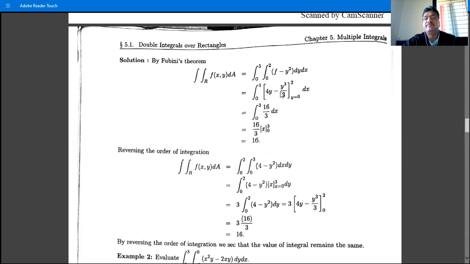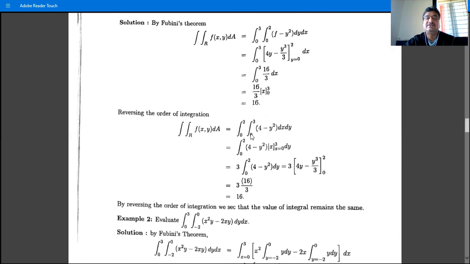So integration from 0 to 3, integration with respect to y of 4 is 4y, and the integration of y square is y cube by 3, from 0 to 2, then value at the upper limit minus value at the lower limit. So substitute y as 2 in this bracket, we have 16 by 3 as the answer, and y as 0, we have 0. Then 16 by 3 is constant, its integration is 16 by 3 into x, with lower limit 0 and upper limit 3, then 3 minus 0 is the value at the upper and lower limit, and the answer is 16.